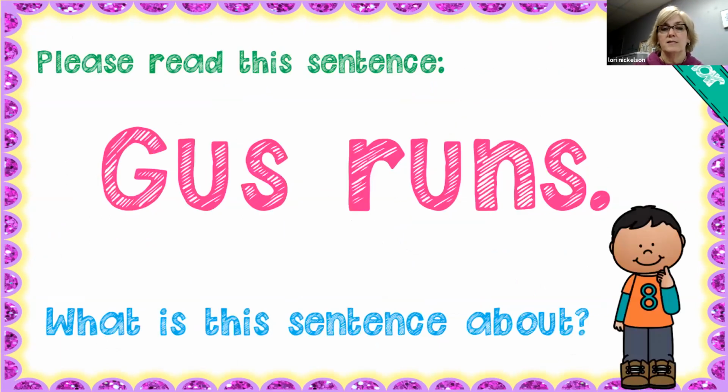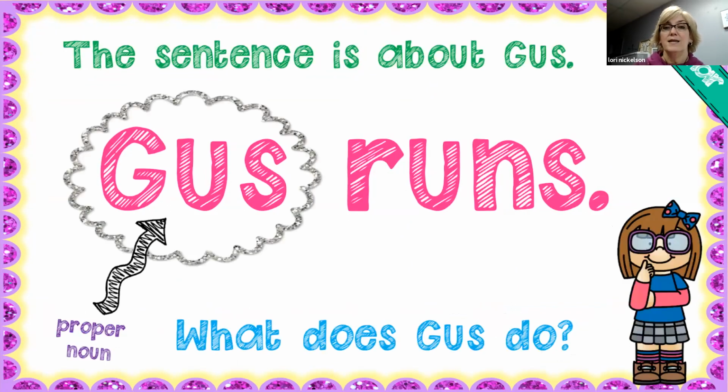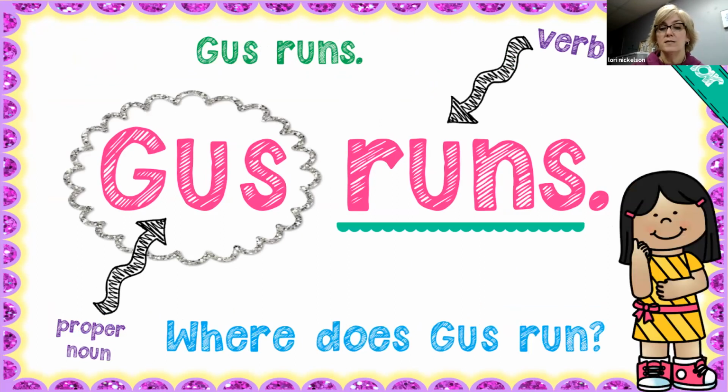So let's read this sentence. Gus runs. What is this sentence about? Well, it's about Gus, right? He's the proper noun in the sentence. What does Gus do? He runs. Runs is the verb. So we have Gus runs. Gus being the proper noun, runs being the verb.